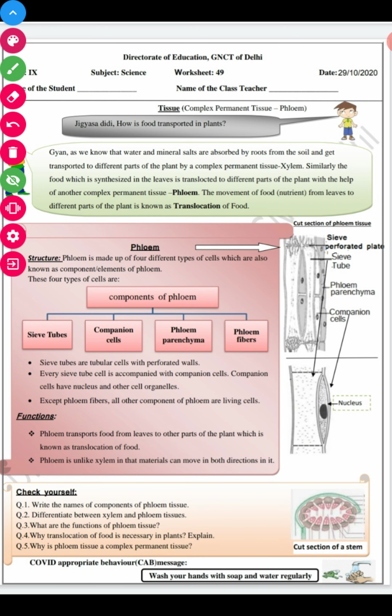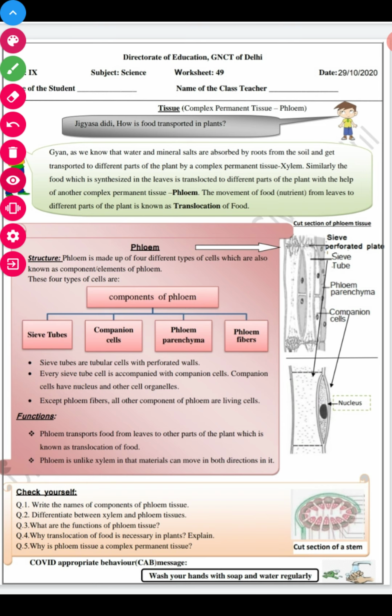Okay, so the food which is synthesized in the leaf is translocated to different parts of the plant with the help of another complex tissue called phloem. The movement of food from leaves to the different parts of the plant is called translocation. Okay. Now, phloem. We have its structure. Phloem is made up of four types of cells called components or elements of phloem. These are sieve tubes, companion cell, phloem parenchyma, and phloem fiber.